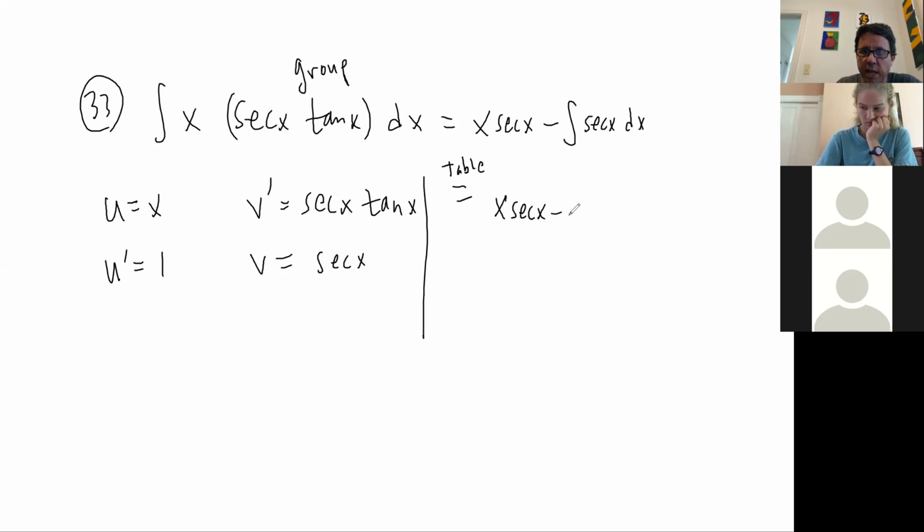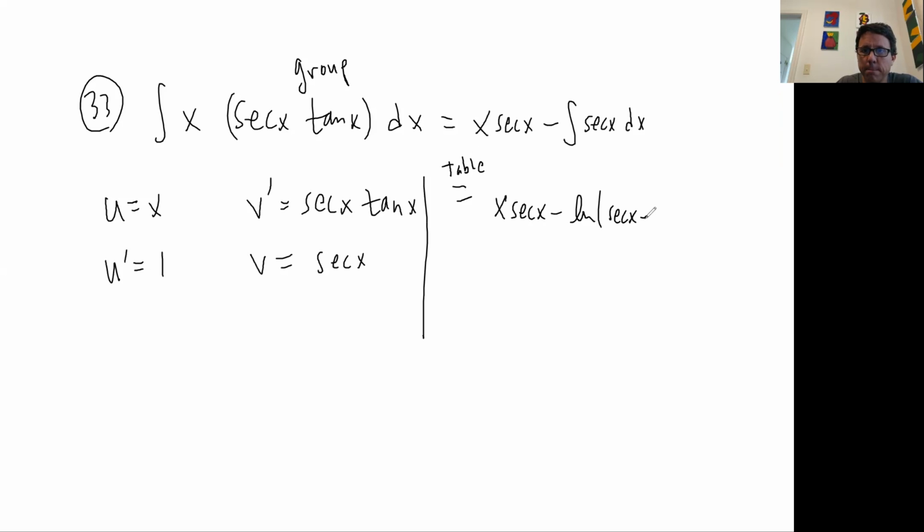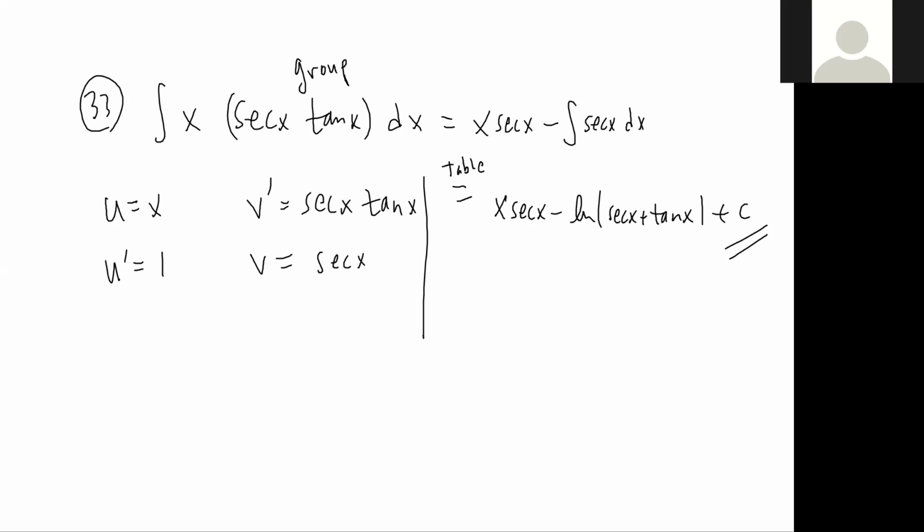The second one from the table is the natural log of secant plus tangent. Natural log of secant X plus tangent X. Right, that's the integral of just secant by itself, this really ugly answer. But we derived it today. It's in the table. So use the table or remember it. I mean, it's a weird one.